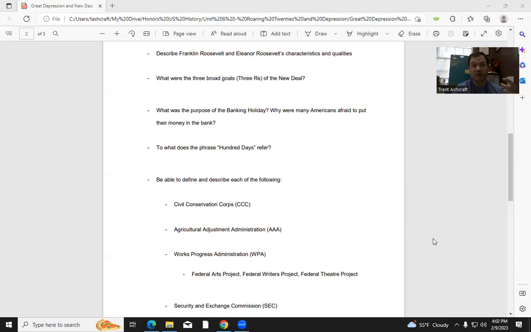They're divided into 3 R's: relief, recovery, and reform. Relief for the unemployed, recovery of business, and reform to make sure that these things don't happen again. Most of the New Deal legislation is passed in 100 days. The 100 days is that first roughly 100 days of the Roosevelt administration, in which a tremendous amount of legislation is passed, the vast majority of the New Deal.